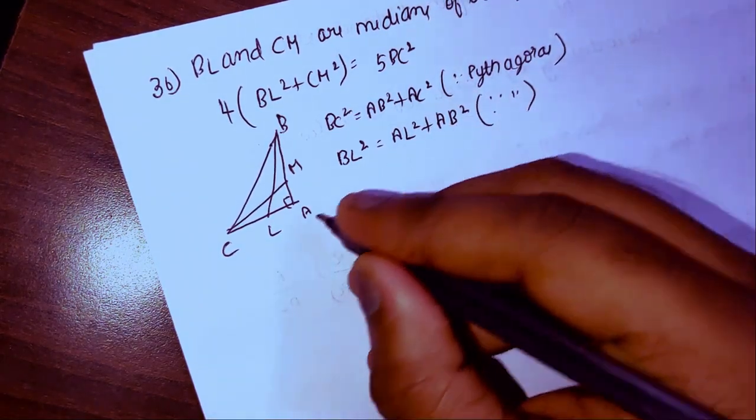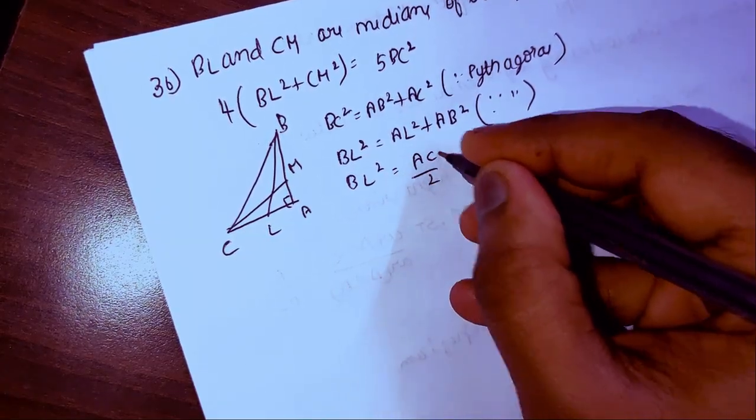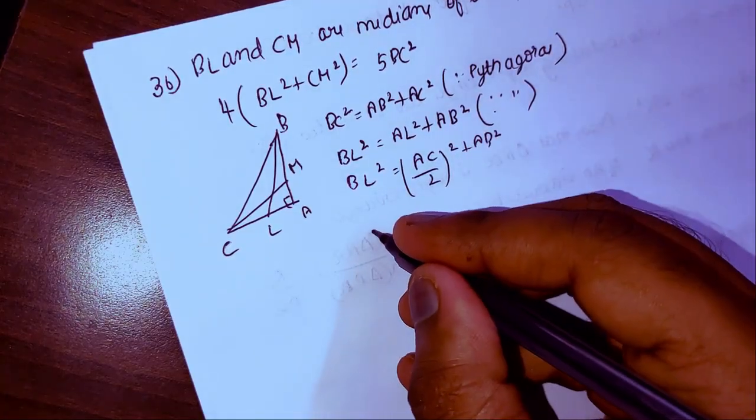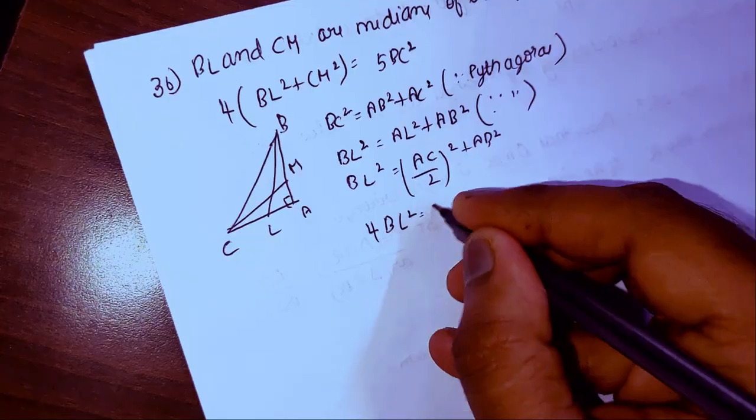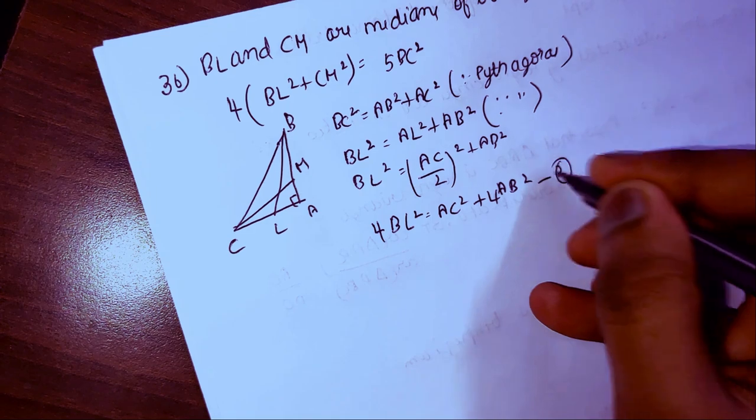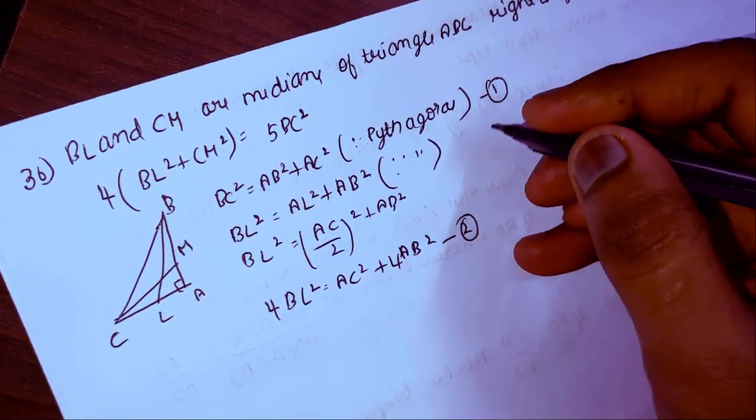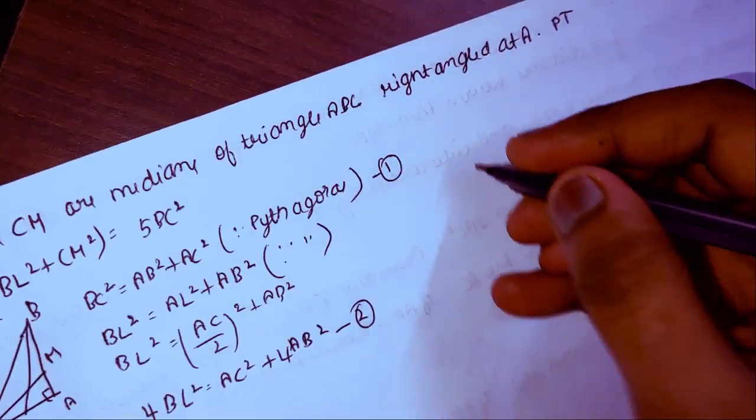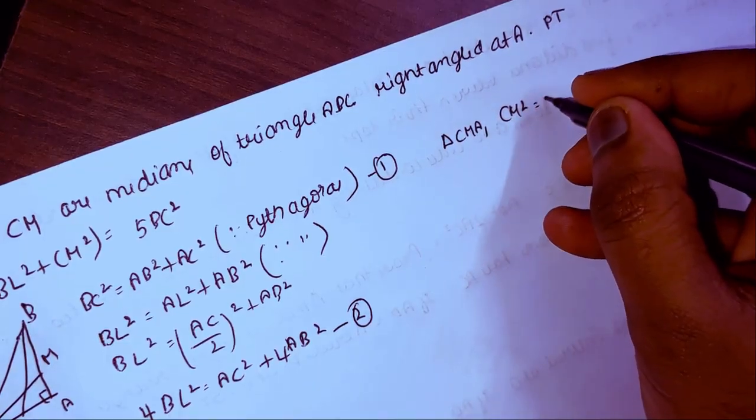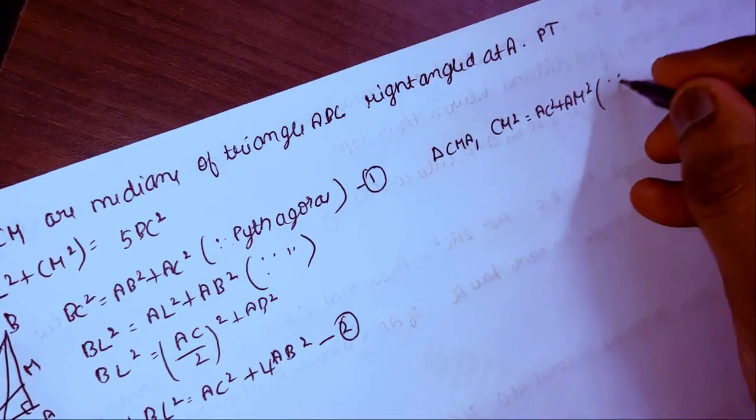Instead of AL, substitute that as AC by 2 and we will continue. AC by 2 whole square plus AB square. We will get 4BL square is equal to AC square plus 4AB square. Consider this as the second equation. Consider this as first equation. Now from triangle CMA, CM square is equal to AC square plus AM square. This is by Pythagoras theorem.